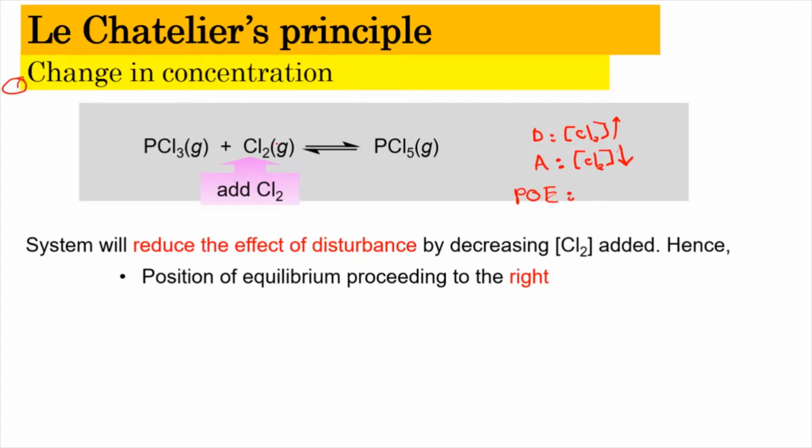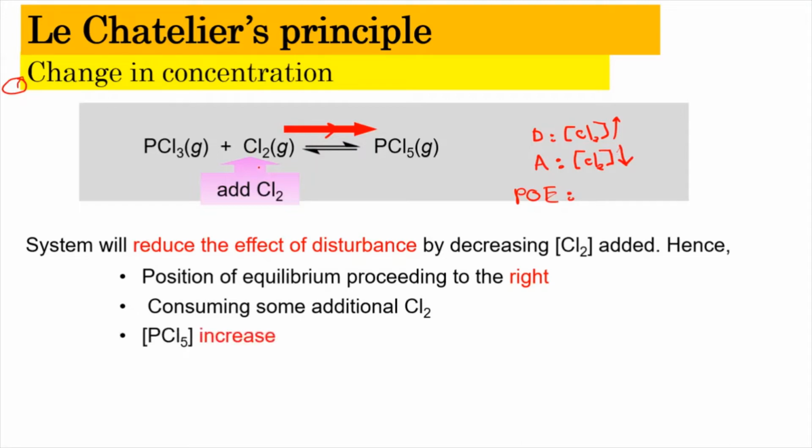Because when we push it to the right, the concentration of the Cl2 is going to decrease, since some of our reactant will be converted into product, which lowers the Cl2 concentration back down. As a result, the concentration of PCl5 is going to increase. Meanwhile, the concentration of the other reactant is going to decrease because it reacts with the Cl2. So the position of equilibrium changes to the right. We have the technique of DAPOE, DAPOE.